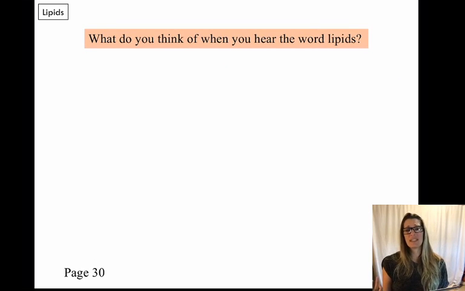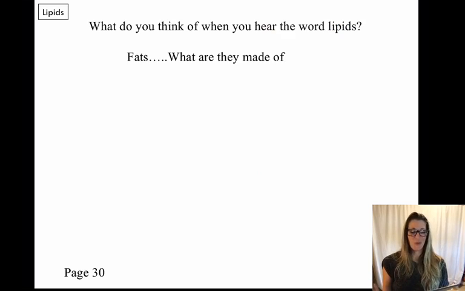All right, lipids. Let's stop and think for a second. What do you think of when you hear the word lipids? Many of us probably think of fat, right? Cool. When you hear the word lipid, you think of fat.